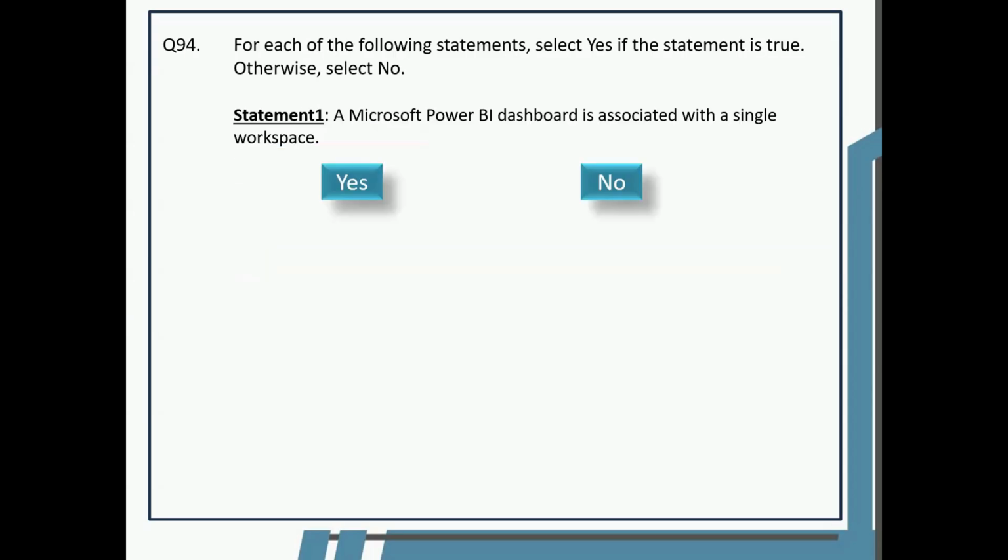integration task. Okay, now we are going to go through a series of statements and you need to tell whether they are right or wrong. Now, the first statement is a Microsoft Power BI dashboard is associated with a single workspace. Now, folks, dashboards are created and reside within one specific workspace and cannot span multiple workspaces. They are built by pinning visuals from reports that exist within the same workspace or from other workspaces. But the dashboard itself belongs to only one workspace.